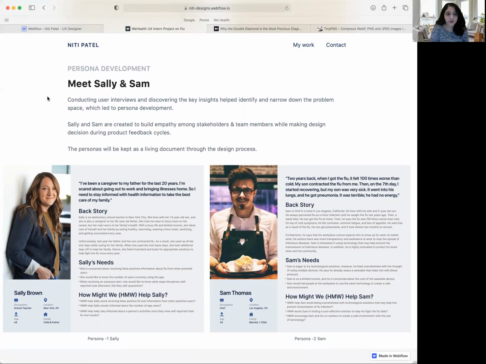Next, all of this primary research led into development of personas. These are like imaginary users. We don't call them users, but they're more like participants at this stage. They help us empathize with the end users. And I based them on the research I conducted, the primary and the secondary, mainly primary.